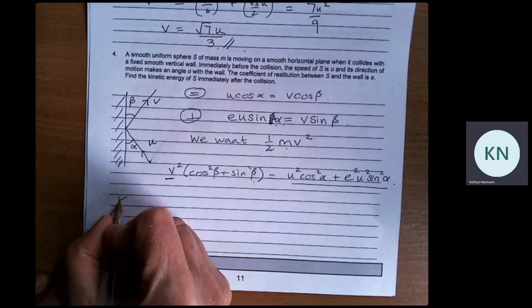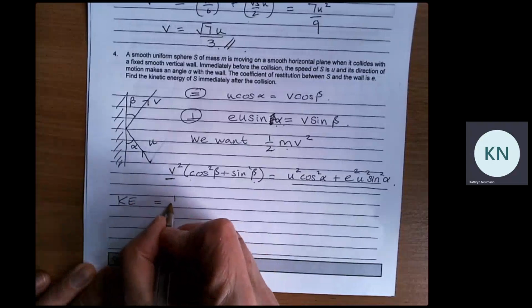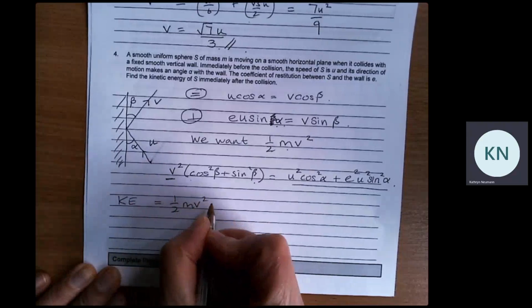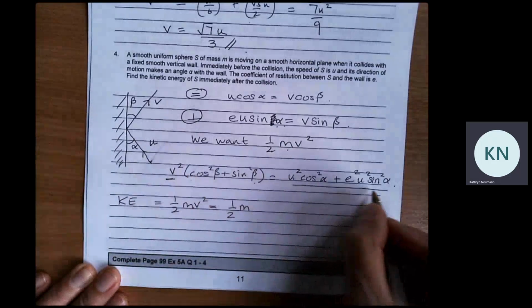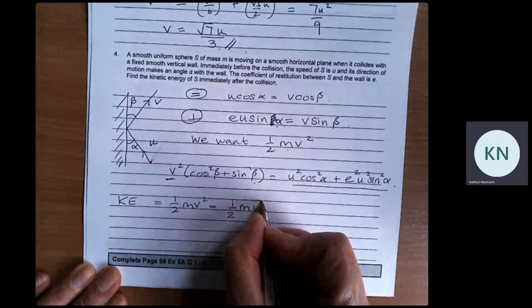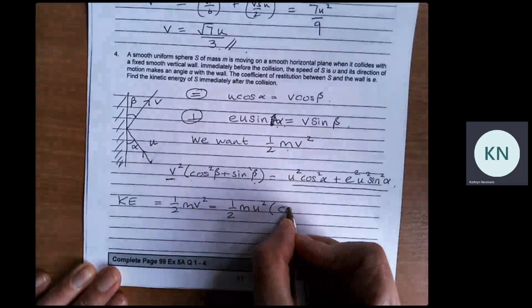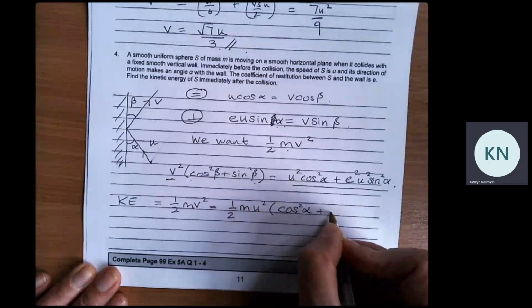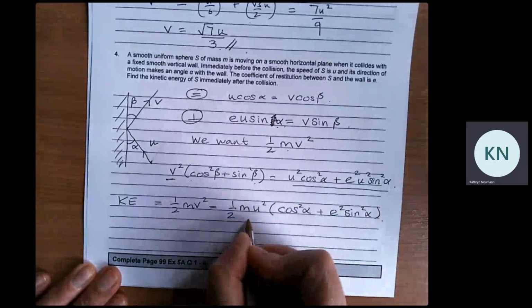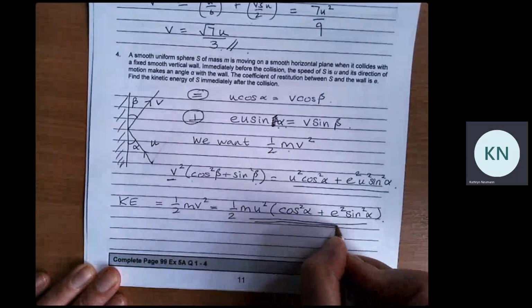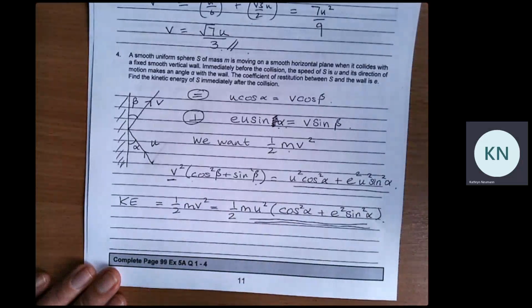So the kinetic energy is a half m V squared, which is going to be a half m. V squared is this expression here, so I can say that's U squared on cos squared alpha plus E squared sine squared alpha. And that would be my algebraic expression for the kinetic energy.